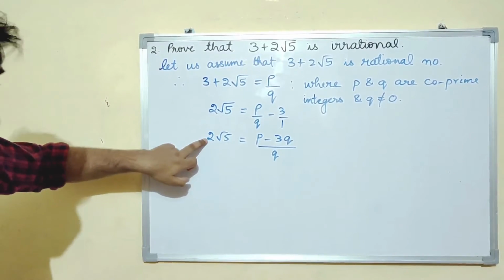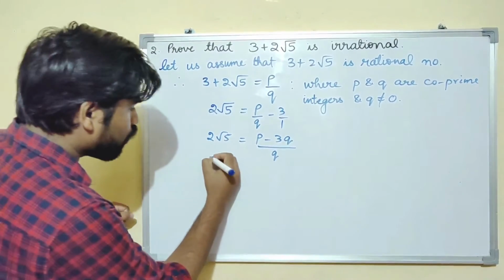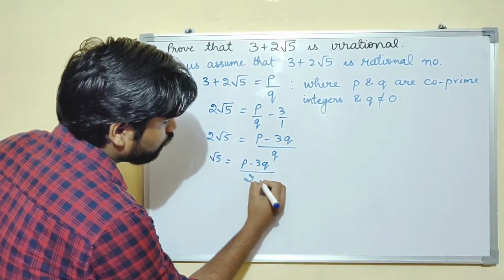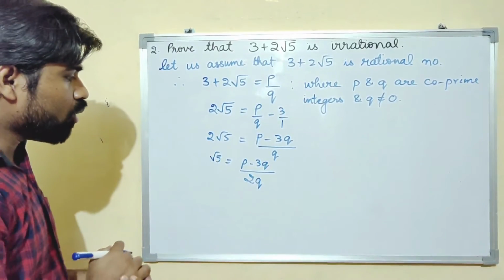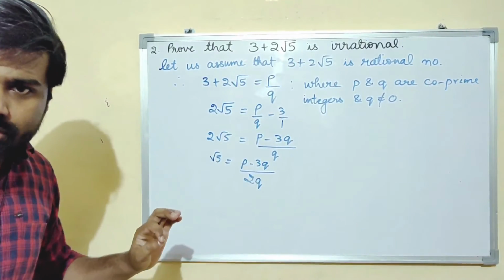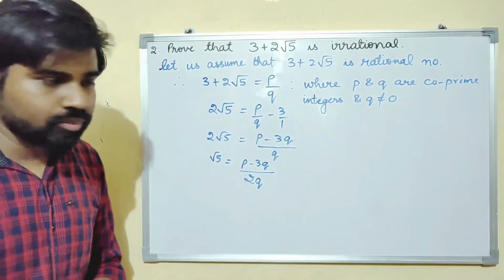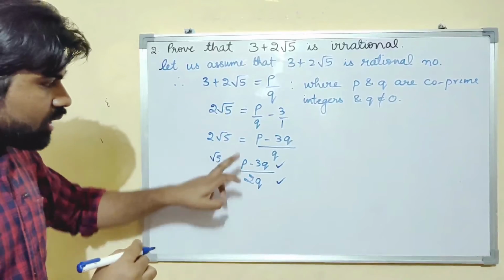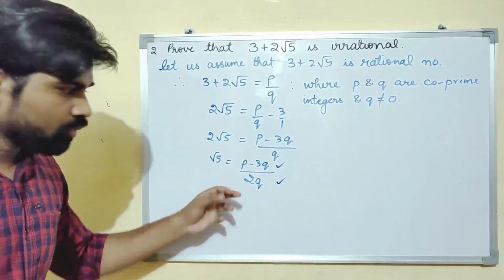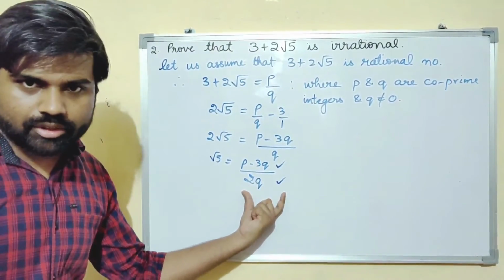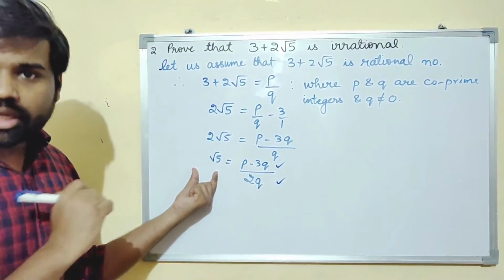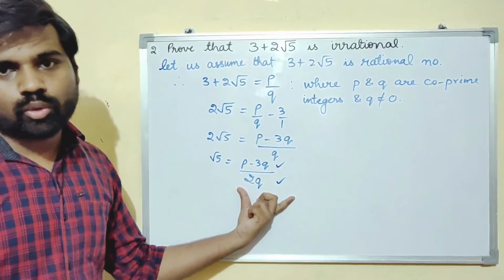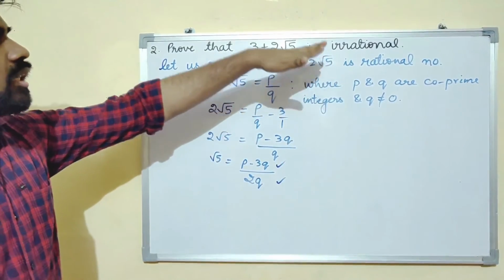And let us bring 2 to the right hand side. You'll get root 5 equals P minus 3Q upon 2Q. Now you can see that P and Q are integers. P minus 3Q will be an integer. That means your numerator is an integer and the denominator is an integer. Integer upon integer is a rational number. So your right hand side will be a rational number and left hand side will be an irrational number. Can it be possible that an irrational number is equal to a rational number? No, that means our assumption is wrong and the statement is right.